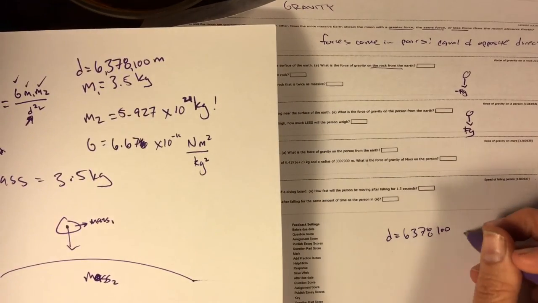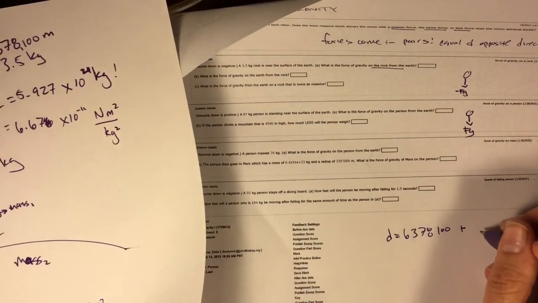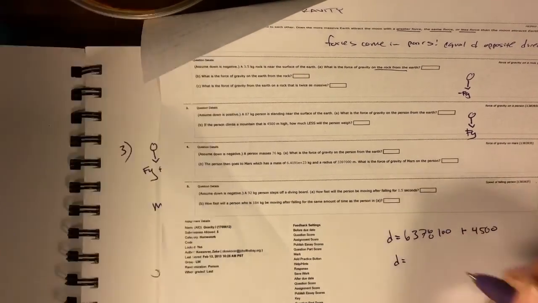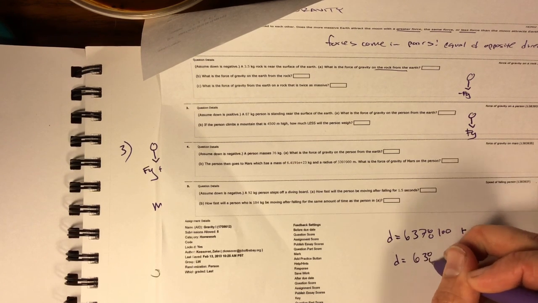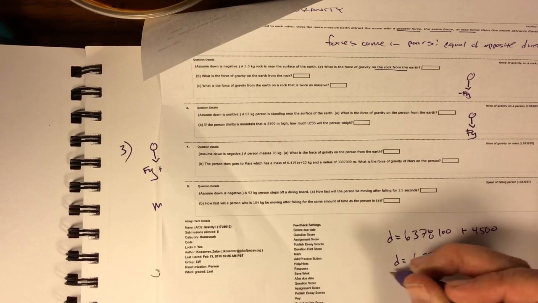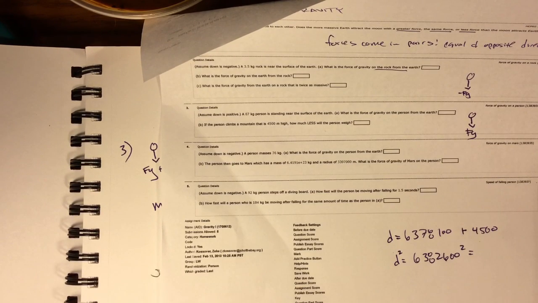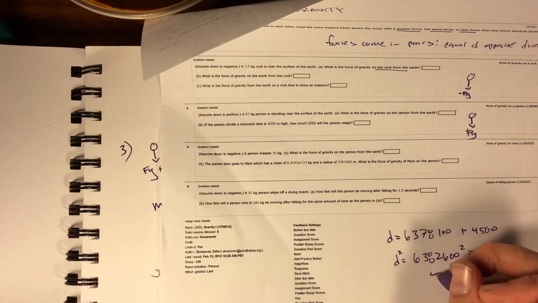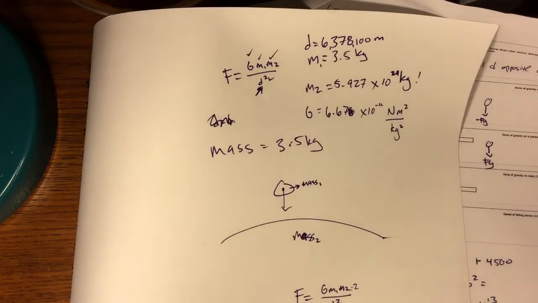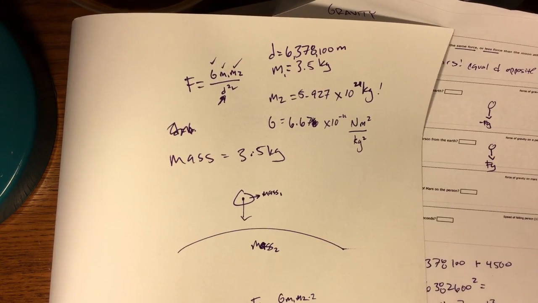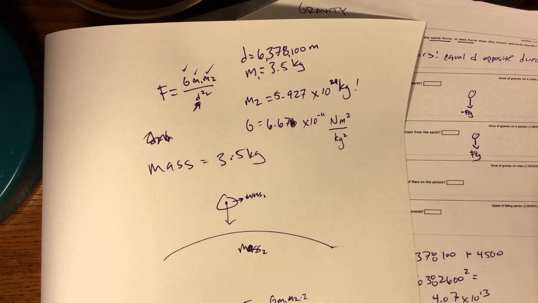Now I'm going to add a new little bit of distance, so plus 4,500. So now my distance is going to be 6,378,100 plus 4,500. So now my distance is 6,382,600. But remember, we're going to end up squaring this. So if I square this, I end up with 4.07 times 10 to the 13th. That's exactly the same thing I had before. So you'll notice if you round, you don't change this. It's such a small change, it doesn't matter.